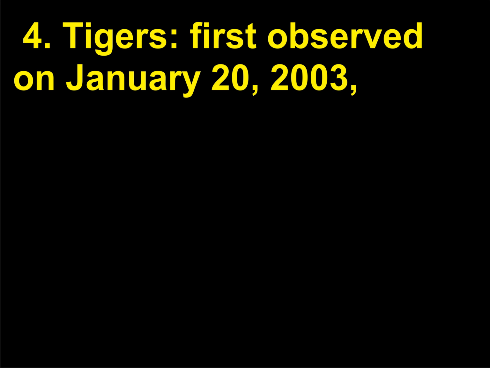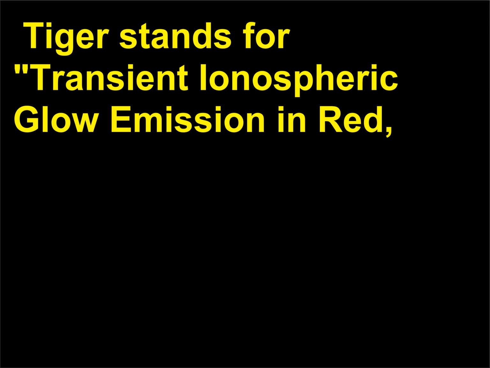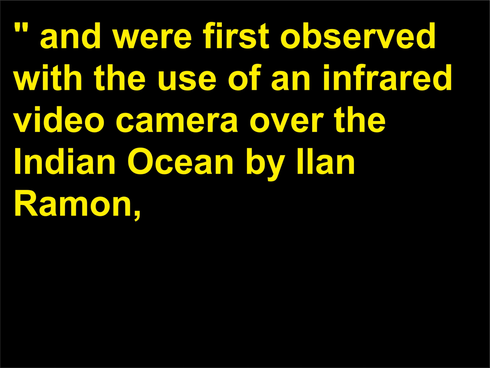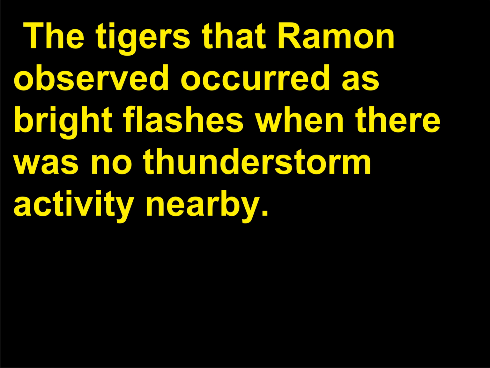Four, TIGERs, first observed on January 20, 2003. This newest atmospheric light phenomenon has still not been adequately explained by scientists. TIGER stands for transient ionospheric glow emission in red, and was first observed with the use of an infrared video camera over the Indian Ocean by Ilan Ramon, an Israeli astronaut aboard the space shuttle Columbia, which later exploded, killing the crew. The TIGERs that Ramon observed occurred as bright flashes when there was no thunderstorm activity nearby.